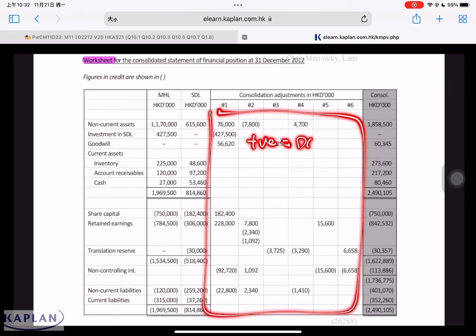The second step, obviously, we must do the consolidation adjustments. Adjustment 1 is always for us to calculate goodwill. We have all the figures. You don't need to show any more working. It's all there in part A. Number 1, that's the first adjustment entry. Eliminate the cost of investment. We must account for NCI.